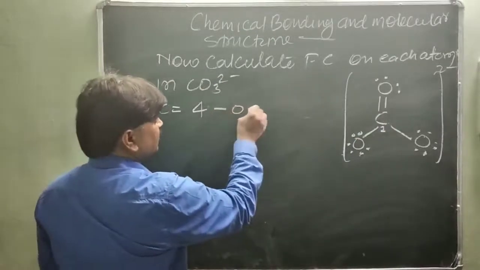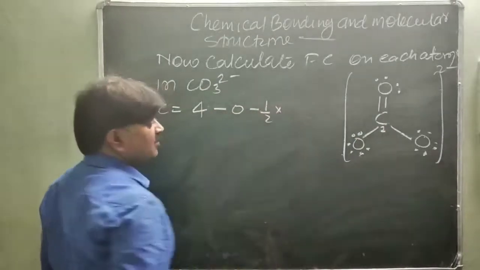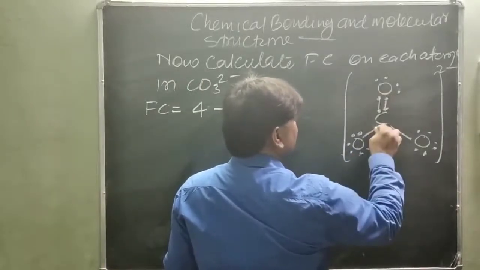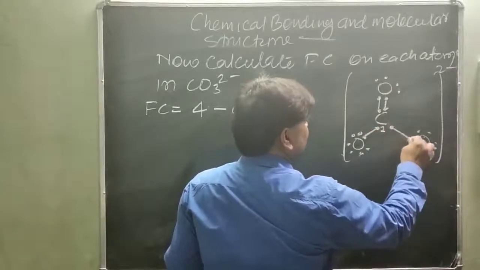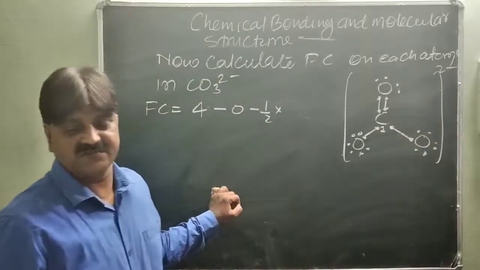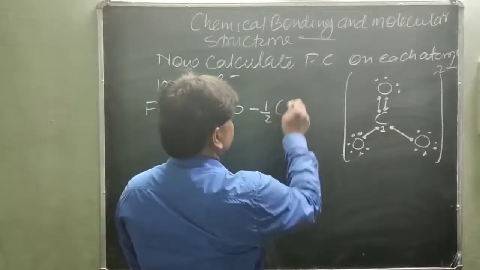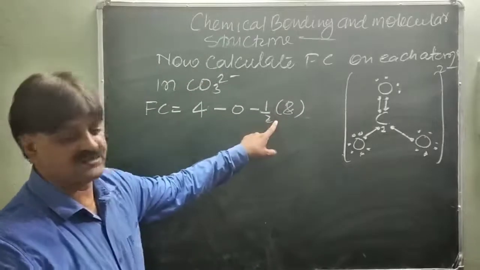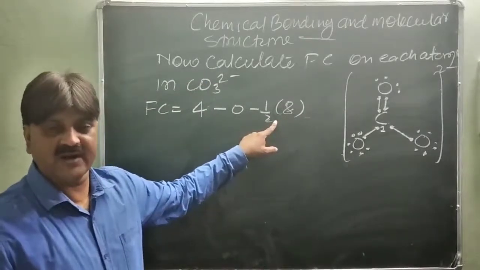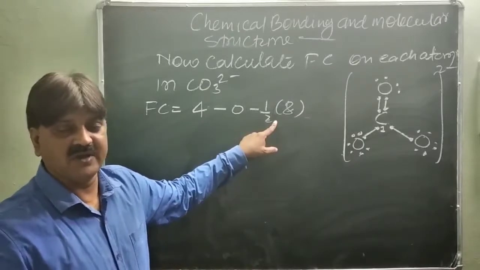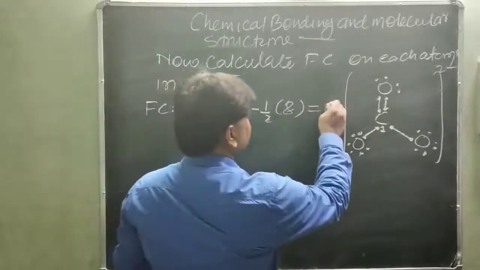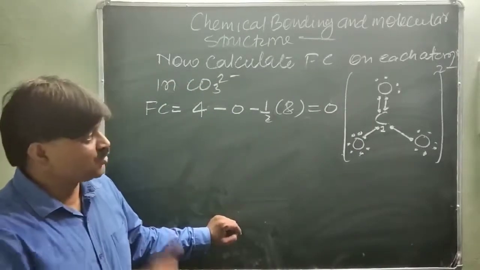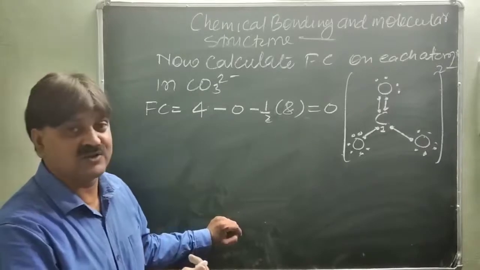So minus 0. Minus half into how many bonding electrons? There are 2 electron pairs: 2, 4, 6, and 2, 8. A total of 8 electrons are shared by this carbon. So half of 8 is 4: plus 4 and minus 4. What would it be? Equal to 0. There is no charge on this carbon atom. Is it clear? But there are 2 negative charges. On which atom are the 2 negative charges?